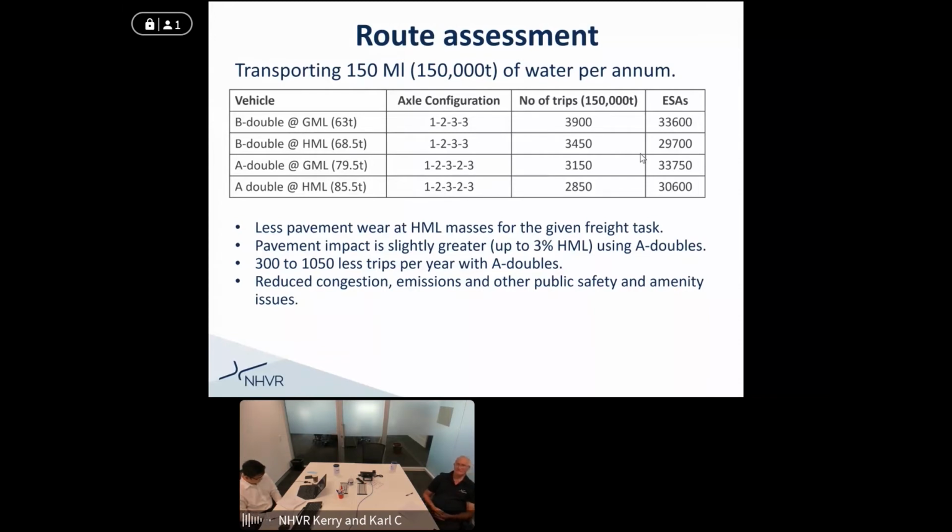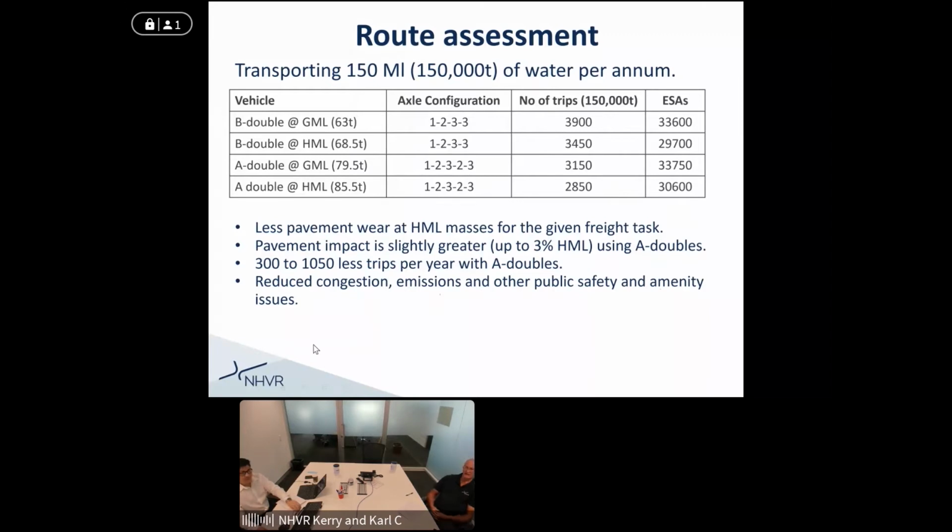If we go to an A double at GML, we reduce the trips by another 300. However, our ESAs are slightly greater than the B double, 3375 at GML, and at 85 HML, and that's because we've got an extra tandem axle group in there. So we reduced the number of trips by another 300, and yes, that is a 30,600, which is just over 30,000, which is better than the B double at GML, but not quite as good as the B double at HML.